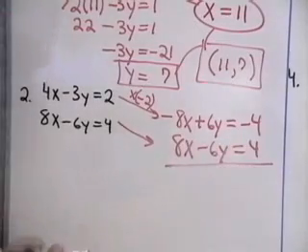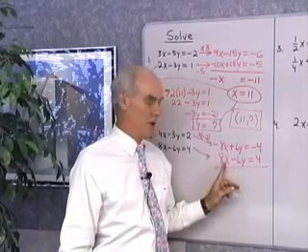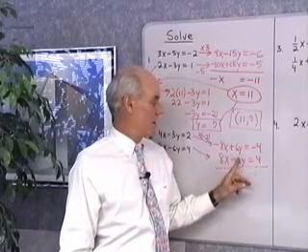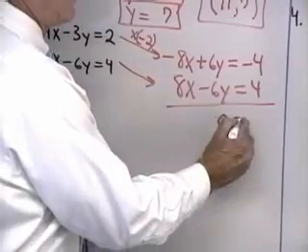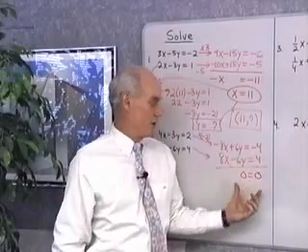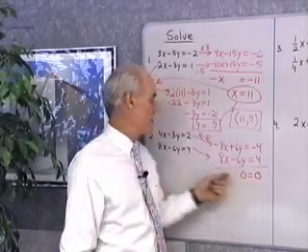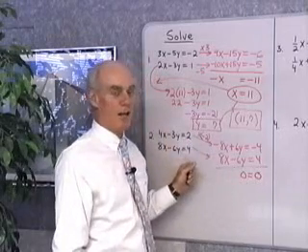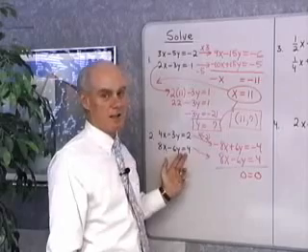Now look what happens when I add the left and right sides of these equations together. Negative 8x plus 8x is 0. 6y plus negative 6y is 0. So I have 0 equal to negative 4 plus 4, which is 0. I end up with both variables being eliminated and a true statement. That means that these two lines here coincide. Any solution to one of them is a solution to the other one. Their graphs are exactly the same line.